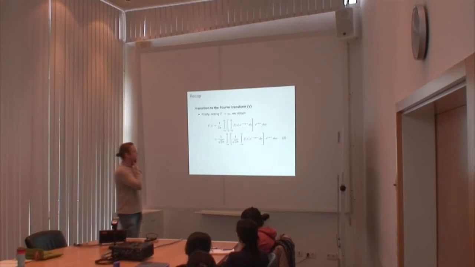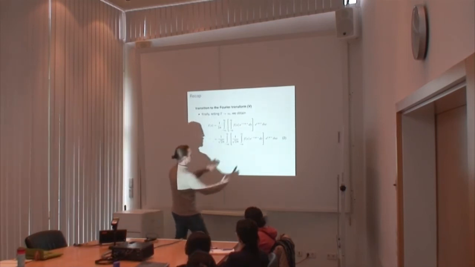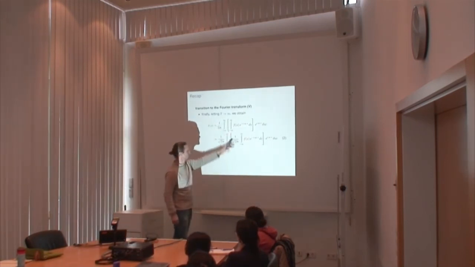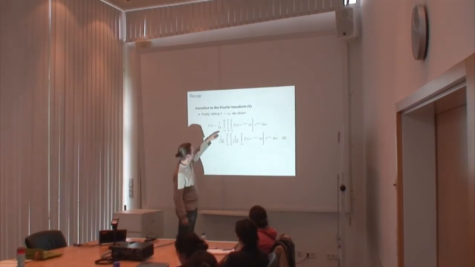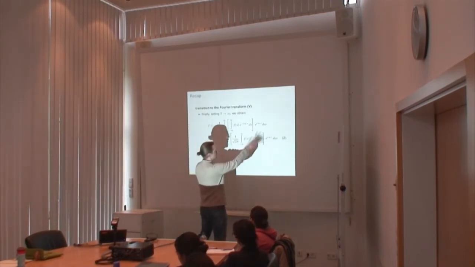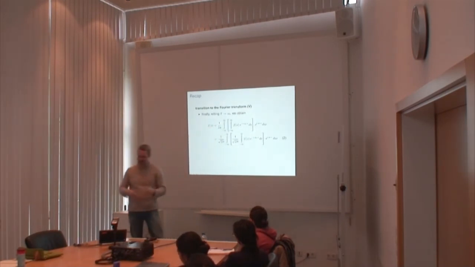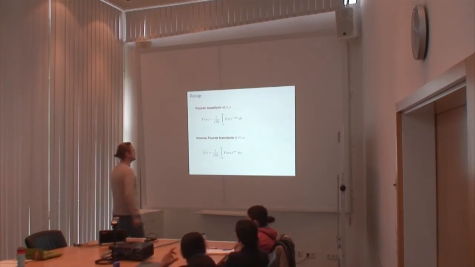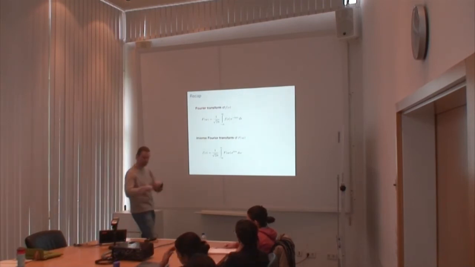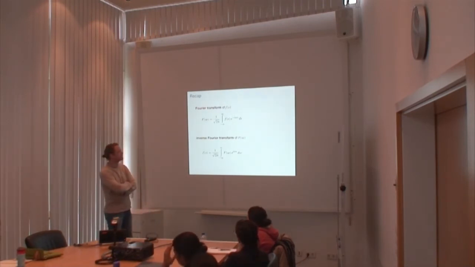And yeah, well, now we find that there is an integral 1 over 2 pi something e to the minus i omega x, and then there is an integral 1 over 2 pi integral something e to the i omega x d omega. This looks very symmetric. This is indeed the kind of symmetry we appreciate when we are doing mathematics.